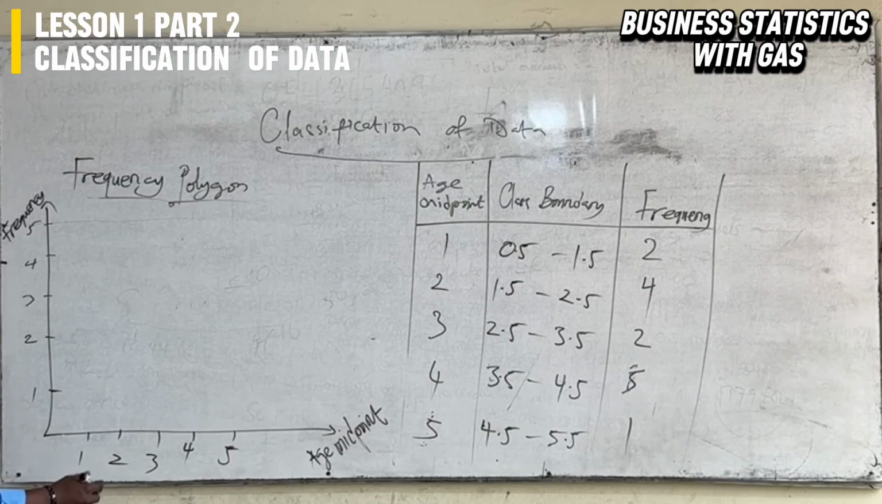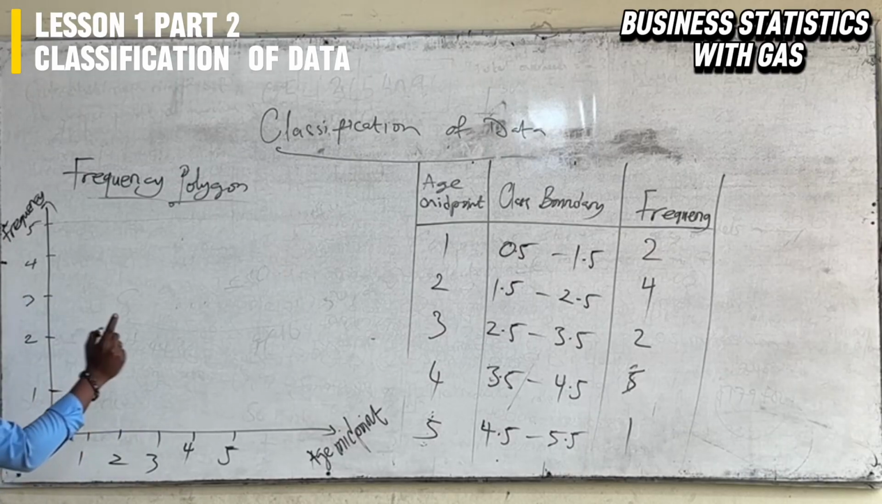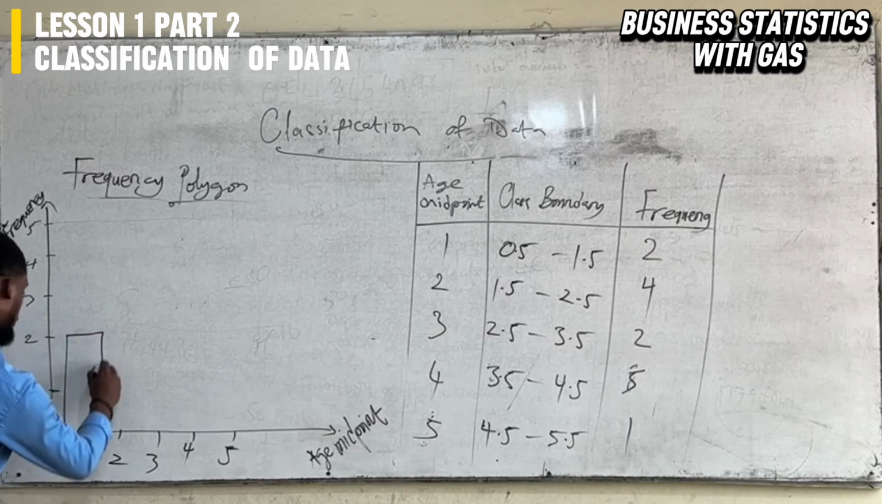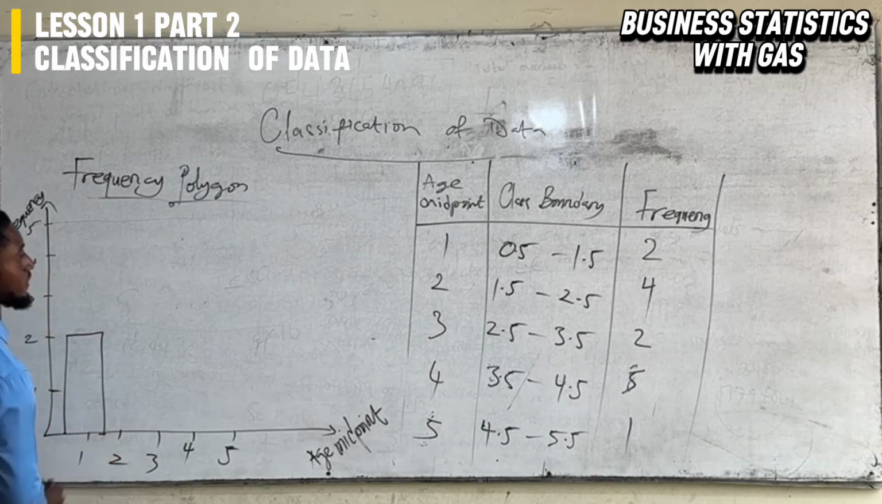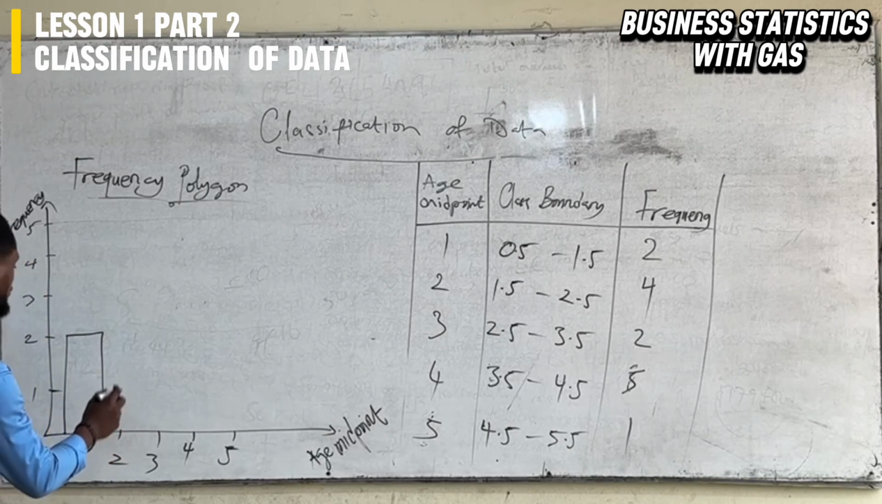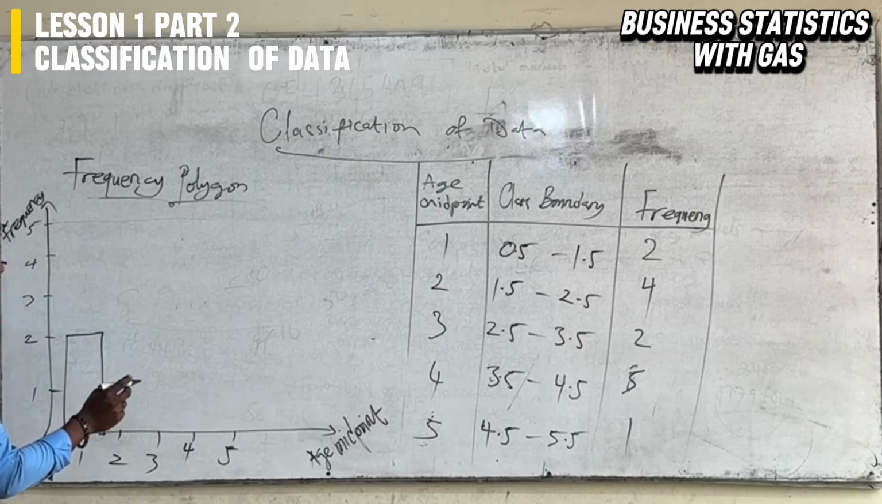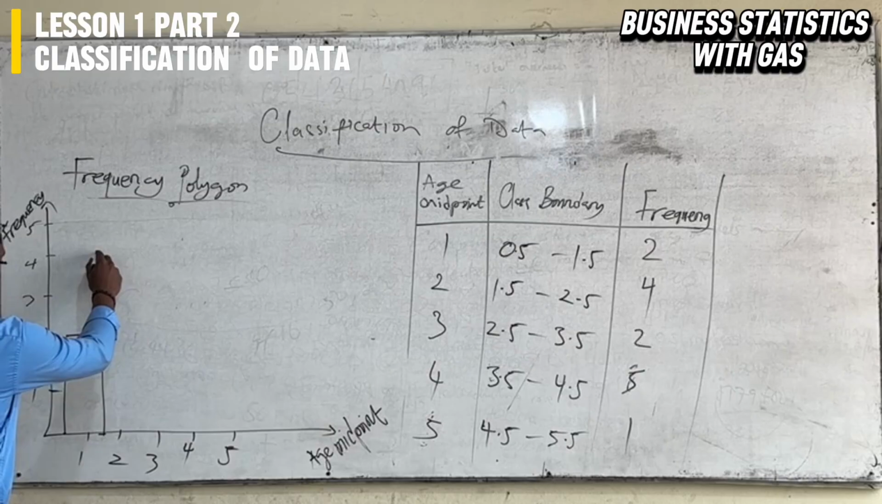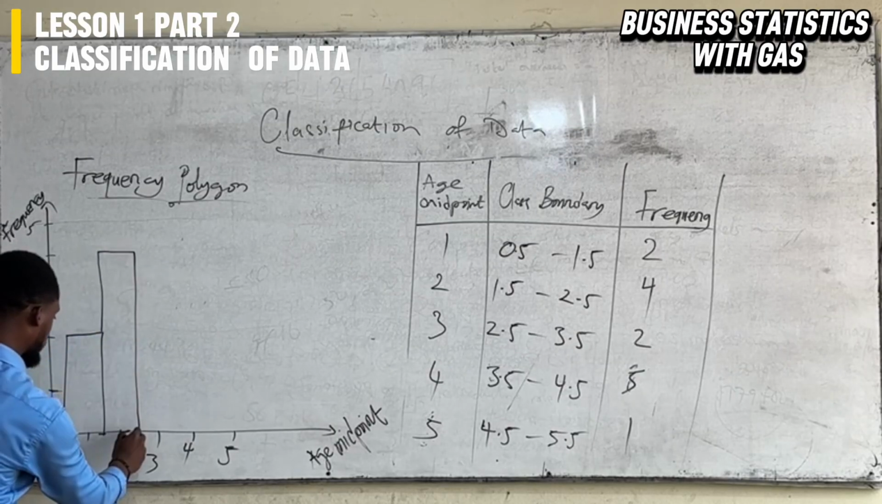0.5 to 1.5. So locate 0.5 here. And 0.5 to 1.5 maps onto what? On the frequency, it maps onto 2. Then I'll move from 1.5 to 2.5. 1.5 to 2.5 maps onto 4. Then we settle at 2.5.